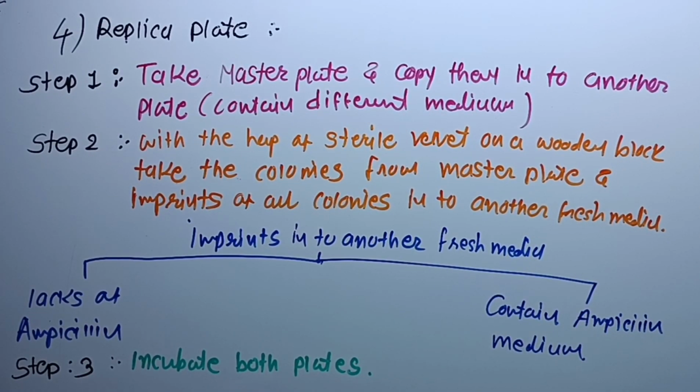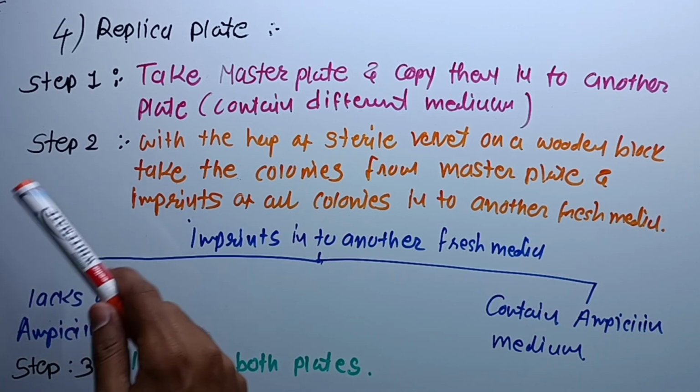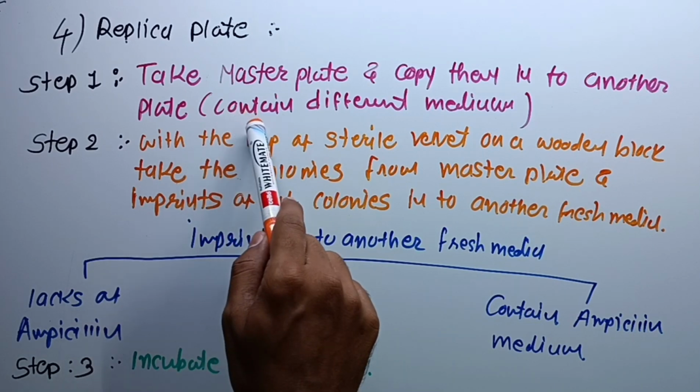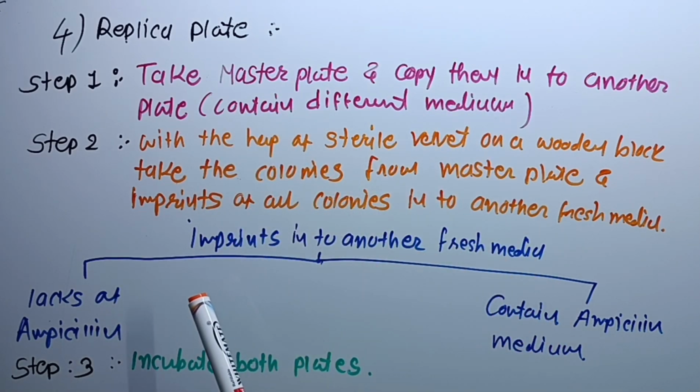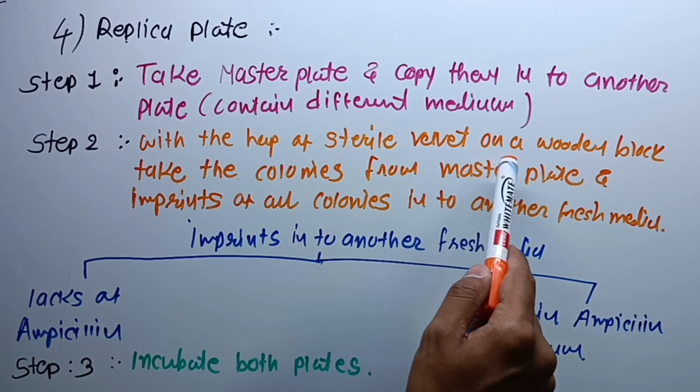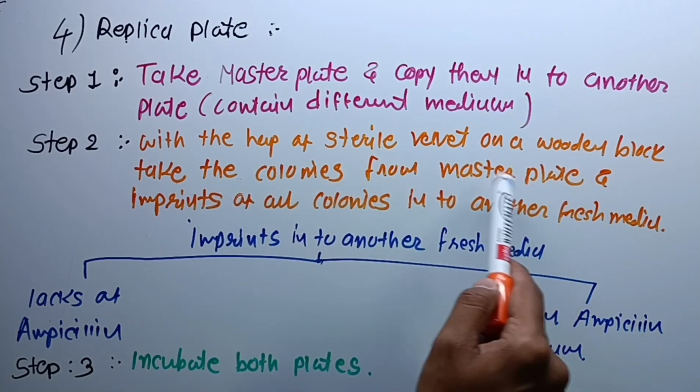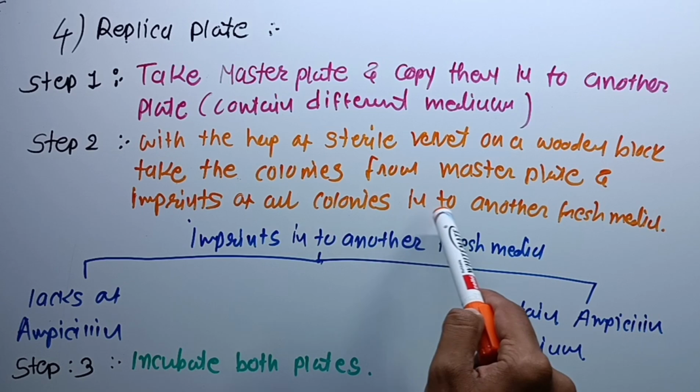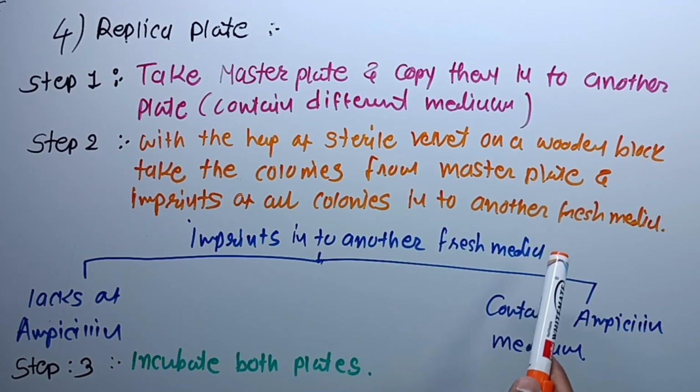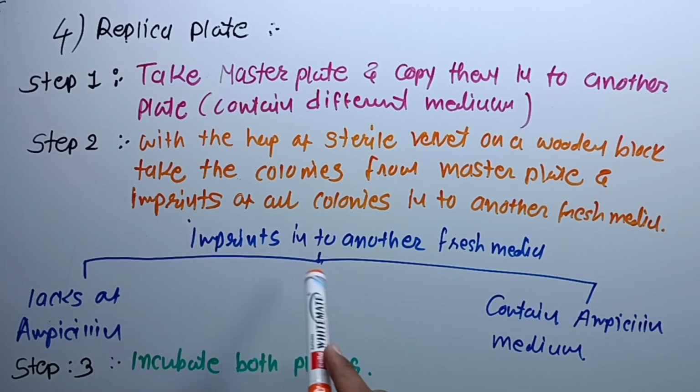Now we'll see the steps of the replica plate technique. Some steps are needed. First step: take a master plate and copy it onto another plate containing a different medium. Second step: with the help of a sterile velvet on a wooden block, take the colonies from the master plate and imprint all the colonies onto fresh media. We take two kinds of fresh media: one lacking ampicillin and another containing ampicillin. Third step is incubation. We incubate these two plates and see the result. What will happen?